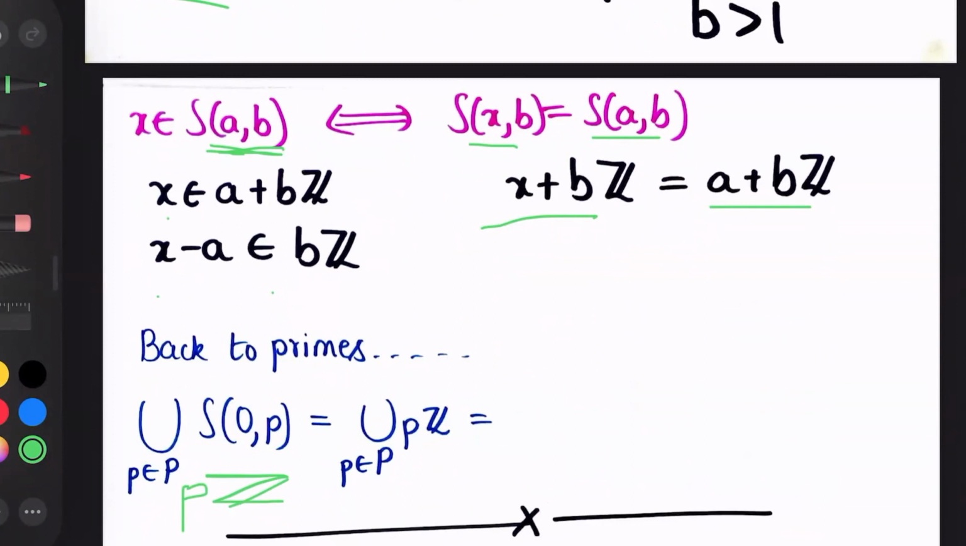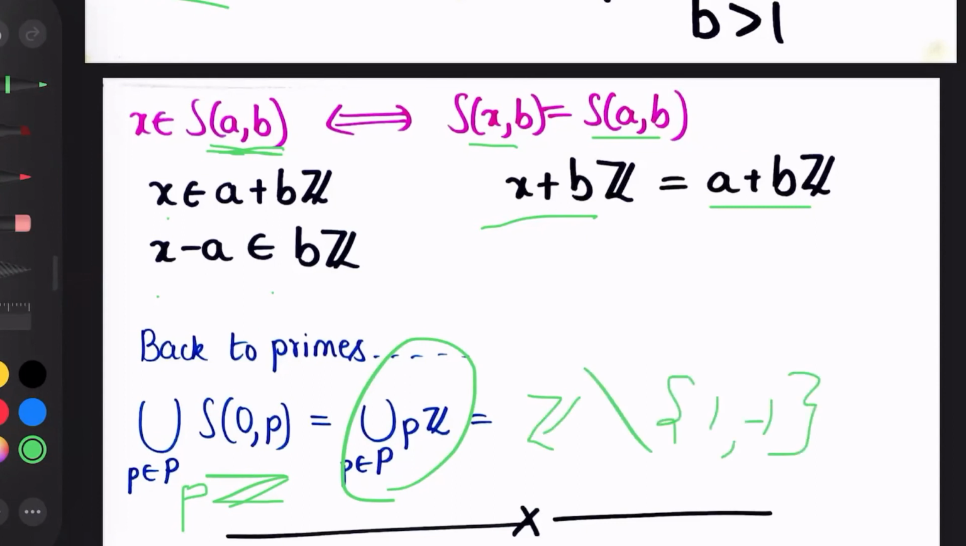And not just that, if you consider the union of these, that is all these subgroups which are multiples of primes, intuitively this union can be thought of as all those integers which have some prime divisor. And as we know from the fundamental theorem of arithmetic, any integer except 1 and -1 can be written as a product of primes. So this union would be the whole of Z minus 1 and -1.